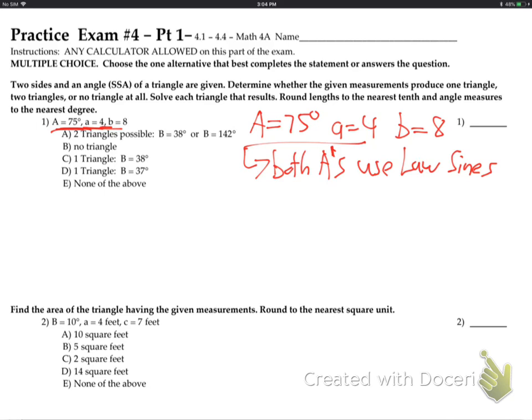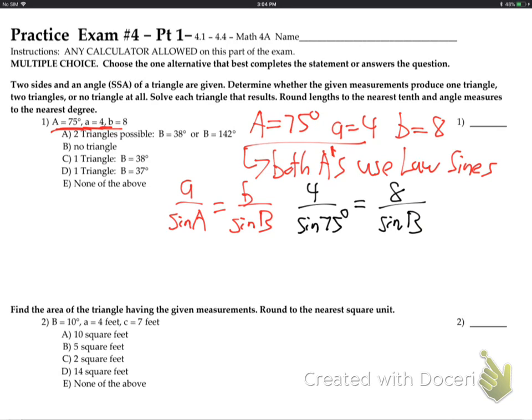All right, so use law of sines. How am I going to use the law of sines? Remember the law of sines? A over sine A is B over sine B. Remember A with A, B with B, C with C. So I'm going to use 4 over sine 75 is 8 over sine B. Good to there. A over A equals B over B. And you go diagonal, diagonal.